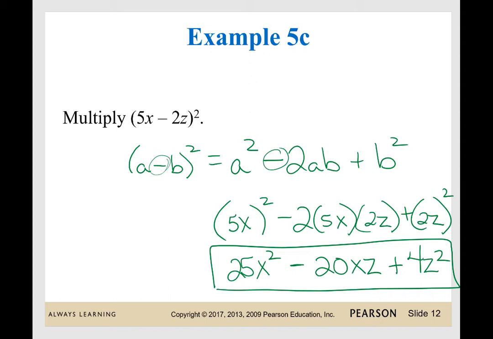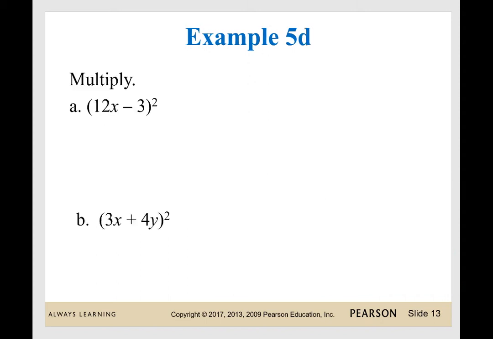I'm a big fan of these patterns. They save a lot of time. All right, so here's 2 for you to try. So press pause, and then we'll come back and see if your work and my work are the same.